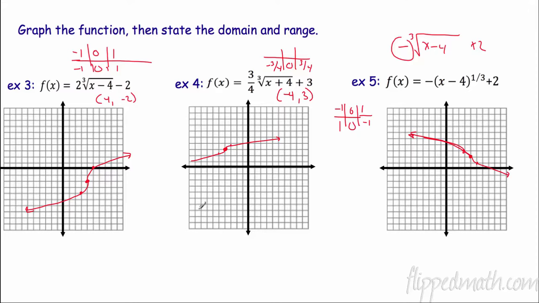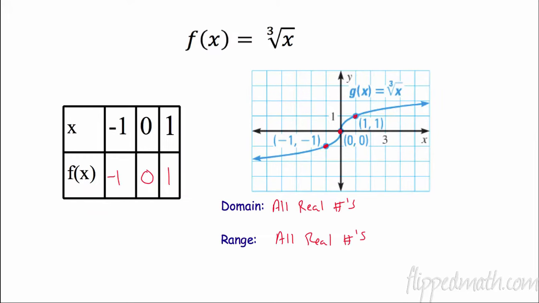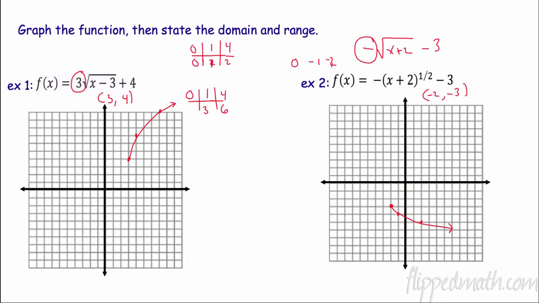Let's go back and state the domain and range for all of these. The domain and range for all of these is what? All real numbers. The great thing about having the cube root is it's all real numbers. Let's go back and look at those square roots though. You need to do the domain and range for the square roots. So domain and range on this one.